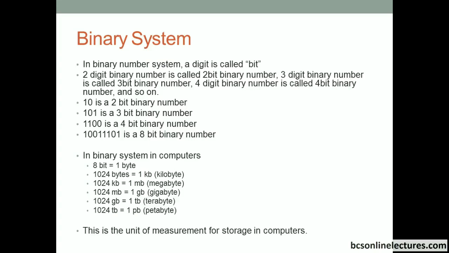We learned about the binary number system. We know that in a binary number system, a digit is called a bit, right? So a two-digit number is called a 2-bit binary number. A 3-digit binary number is called a 3-bit binary number, and so on, right?